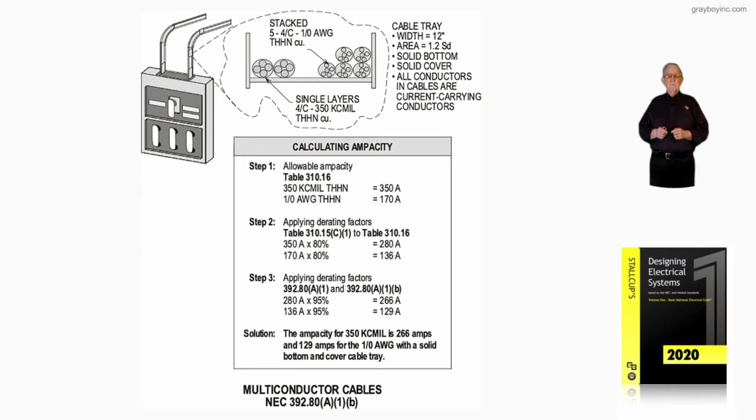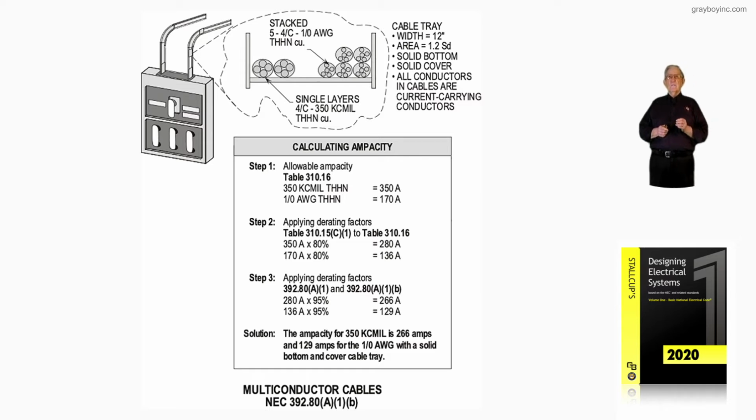Now this illustration further demonstrates multiple conductor cables when a derating factor is required based upon adjustment factors. Notice the cable tray, the information to the right, you have the 5 bullets. The width is 12 inches. Area is 1.2 square feet. It's a solid bottom and a solid cover, and so that pretty well means that cable tray is totally enclosed.